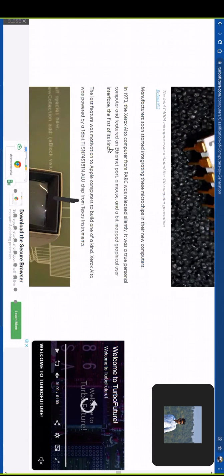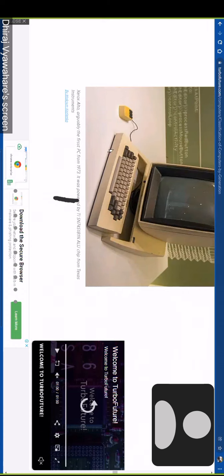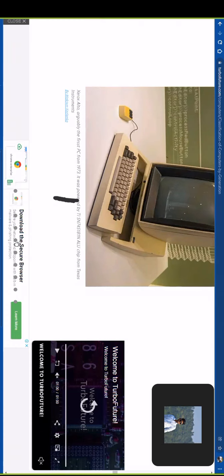Here is the Xerox Alto, arguably the first PC, developed in 1973. That is shown over here.